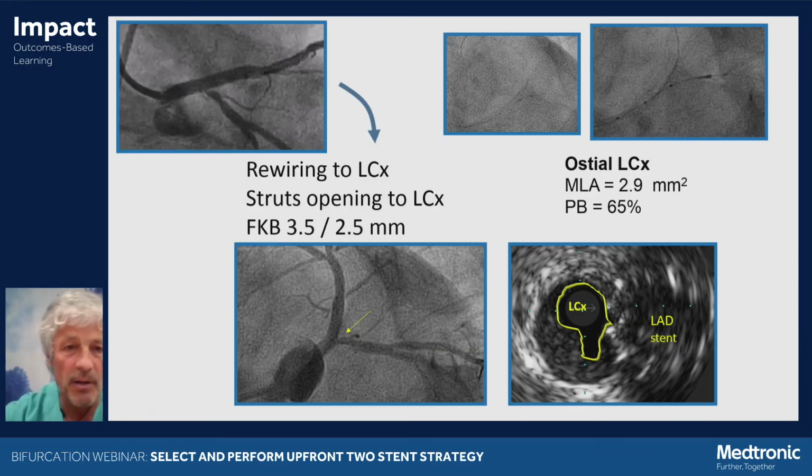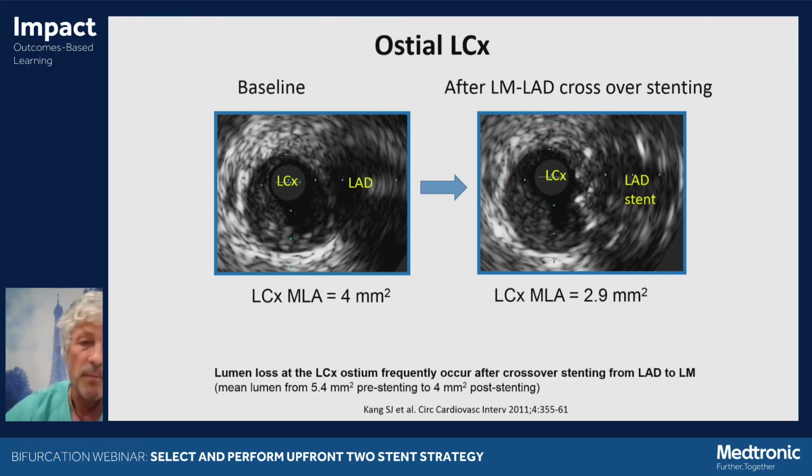But then the angiographic result is not really nice. You see ostial pinching of the circumflex. We rewired the circ. We opened the struts with a small balloon, and then we did kissing. And despite the kissing, we did IVUS, and the lumen in the circumflex appears really compromised, as you can see in the IVUS imaging. If we compare the baseline with the post-stenting, the lumen just dropped from 4 to 2.9, which has been described in the literature as something that happens. This is a carina shift, and we cannot solve this problem with kissing.